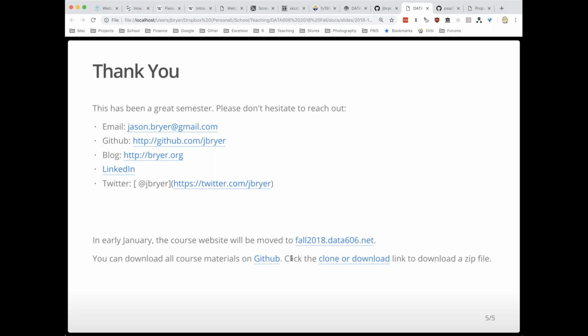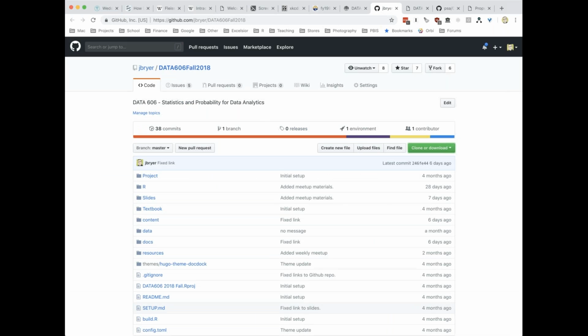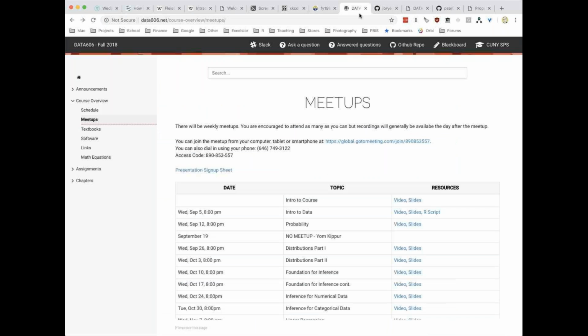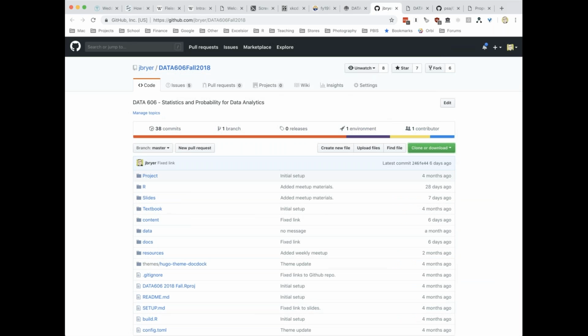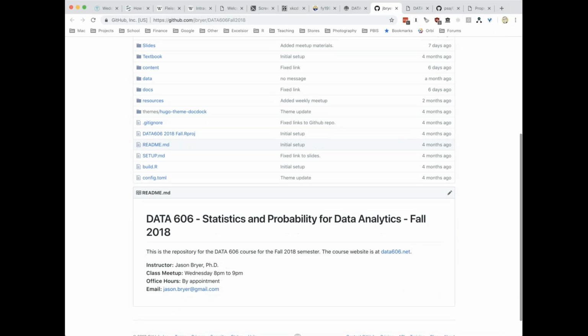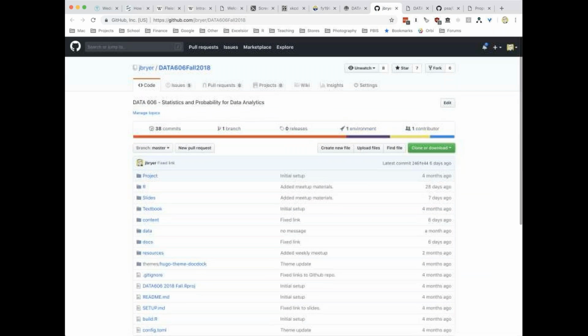A few other quick administrative notes. If you've gone to the GitHub repo, there's a link at the top of the course website. You've probably been going to data606.net all semester. If you click that GitHub link, you end up here. Hopefully you're getting more comfortable with GitHub. Of course, you can clone or download it, clone or star it.